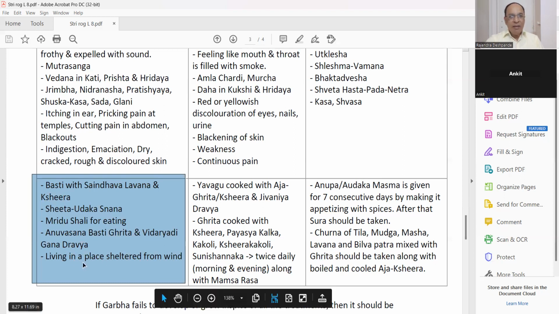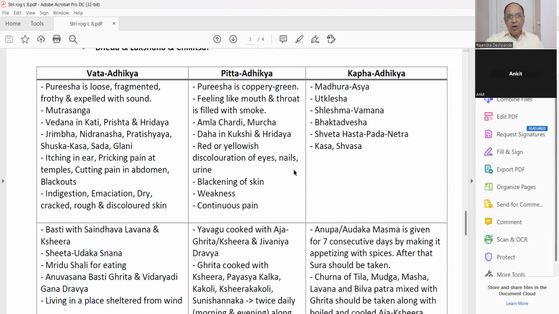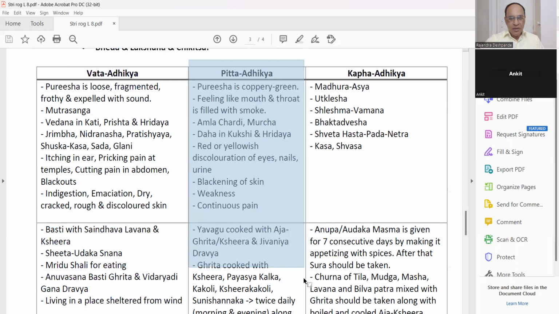Living in a place sheltered from wind. There should not be too much wind. One should protect oneself from the wind because this is a Vata problem. Now we will talk about the Pitta problem. From here we will go down, right?